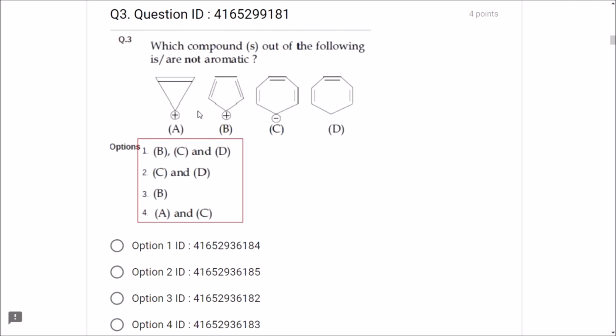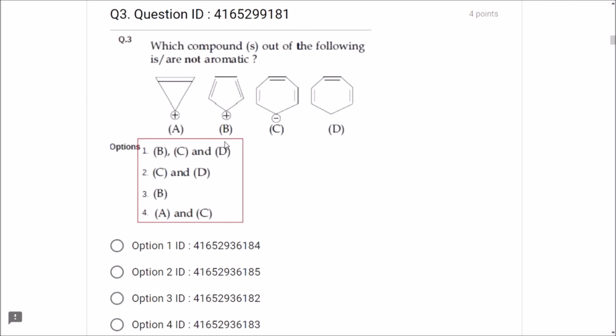Let us see the options. Option number 1. How many pi bonds are there? 1, 2. 2 pi bonds. That means 4n plus 2. As per Huckel's rule, yes, it is aromatic, because 4n plus 2, if n equals 0, then 4 times 0 plus 2 gives 2 pi electrons. Molecules containing 2, 6, 10, 14 pi electrons are aromatic. It is cyclic, with 2 pi electrons. Yes, it is an aromatic compound.